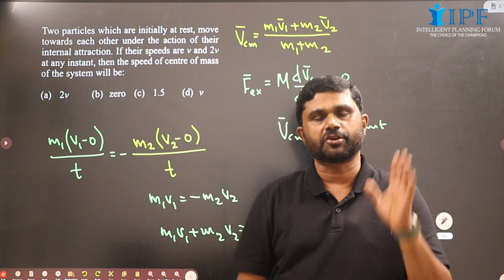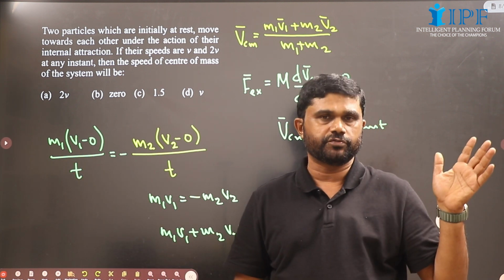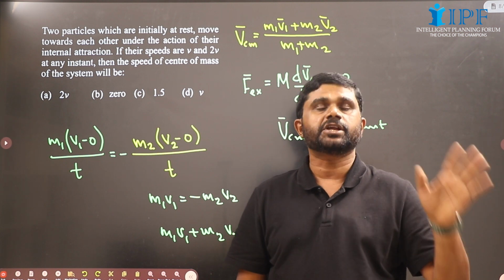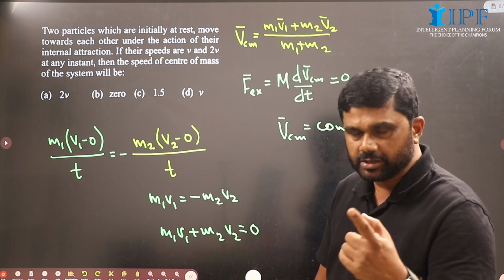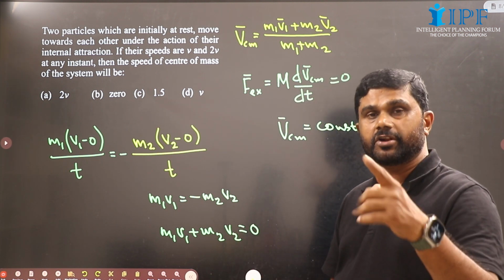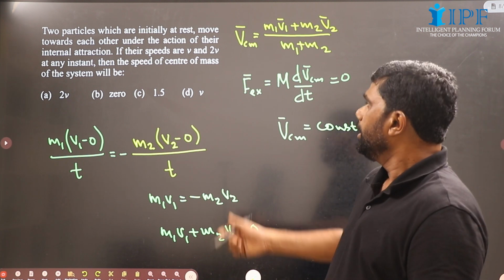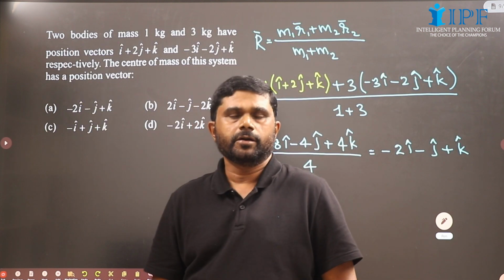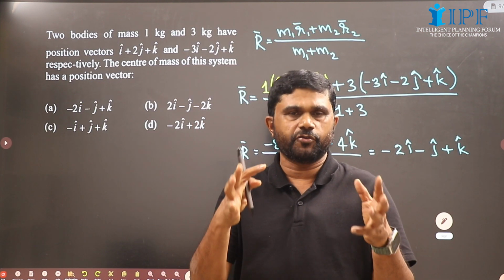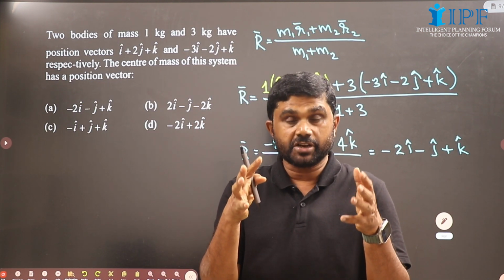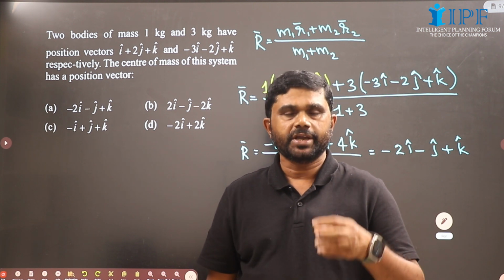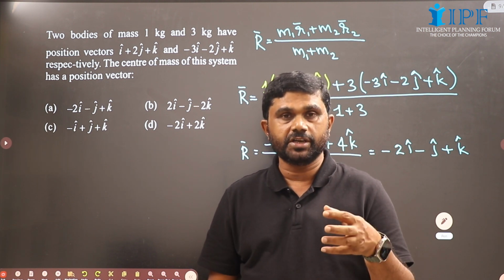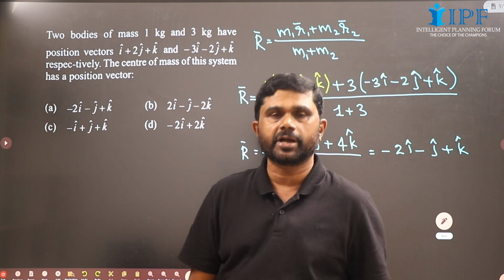Which one? Center of mass. So m1 can move, m2 can move, but the center of mass will remain at rest because its initial velocity was 0. Now the center of mass velocity will be 0. Now see, we have the formula for the position vector of the center of mass.